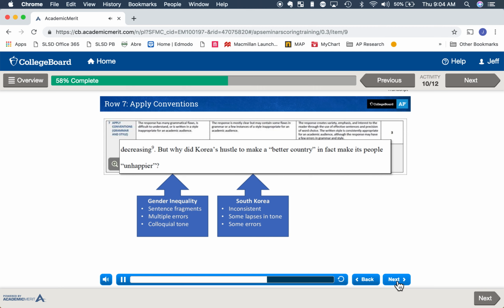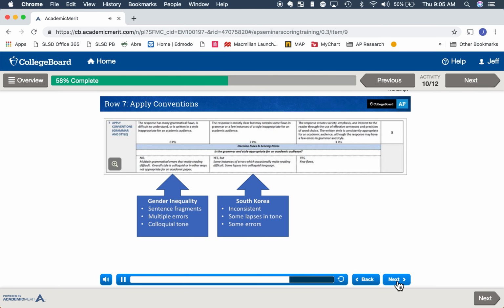"But why did Korea's hustle to make better country in fact make its people unhappier?" The word hustle here conveys a less formal tone. Such word choice decisions are made throughout. Additionally, careless mistakes such as the word "topis" instead of "topic" in footnote 8 and using "researches" instead of "researchers" demonstrate an unpolished style. A high response features appropriate and effective word choice and grammatically sound, well-structured sentences.